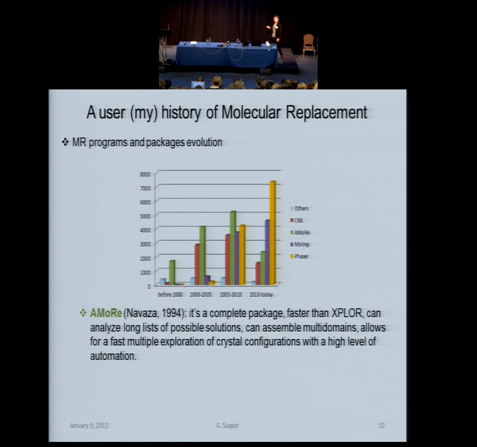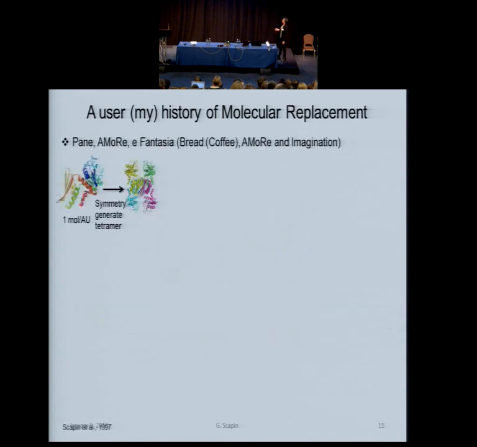And what I'm going to give you now is an example of something I did many years ago, and I was very proud because the way I solved the structure was kind of innovative back then. Nowadays, of course, it's not. But it also shows the flexibility that Amore gave to us postdoctoral crystallographers. So, pane, Amore, fantasia, bread, Amore, and a lot of imagination, because that's what I had to use back then. The system was a bacterial protein that we were looking at as a target for antibacterials.